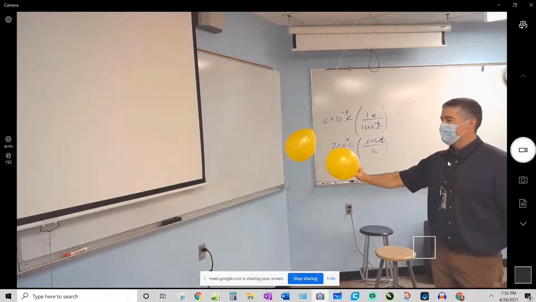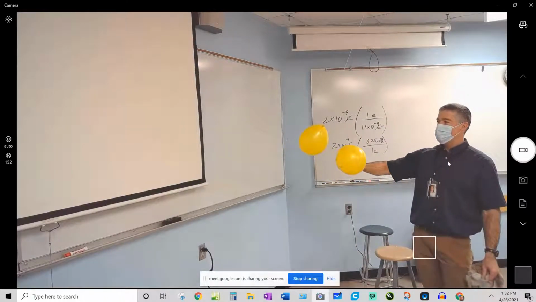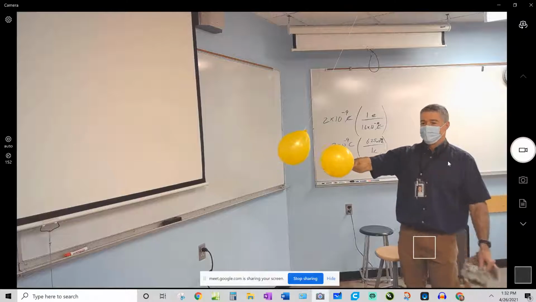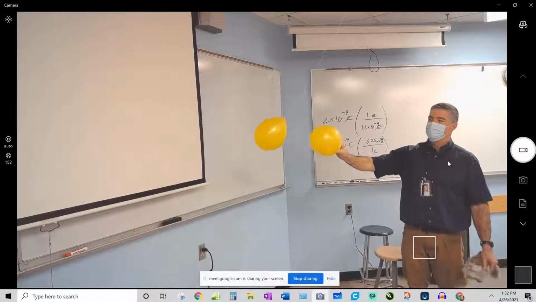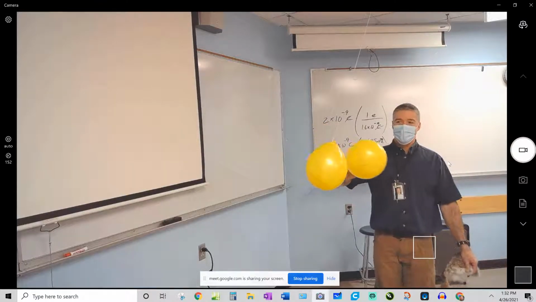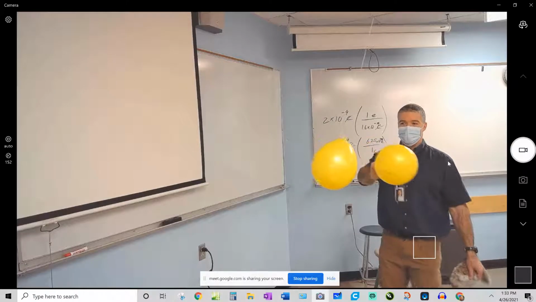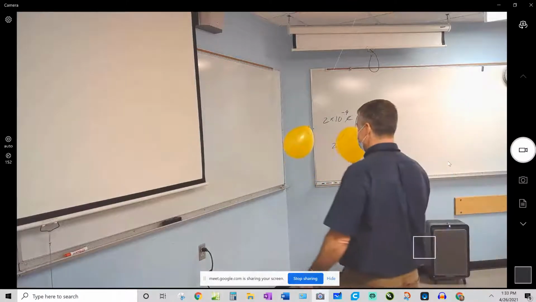They repel each other. Yeah, why are they repelling? Because the negative charges, they like each other? Exactly. Like charges repel and opposite charges attract.